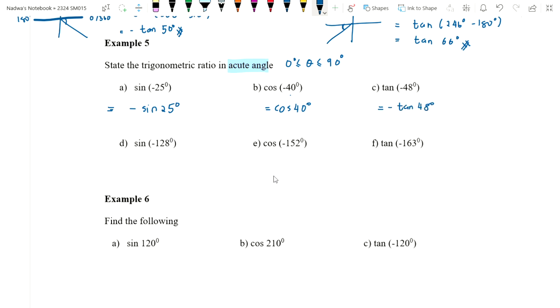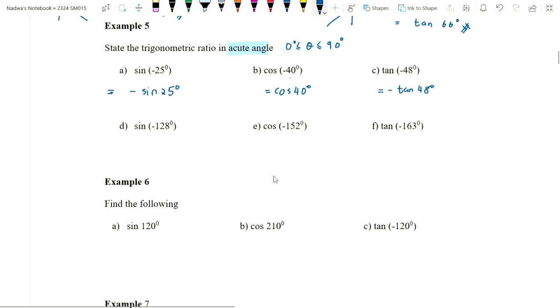So this is a lot easier when you memorize the negative angle identities just now. So everything is in acute angle already. So this is our answer. Alright, next one.